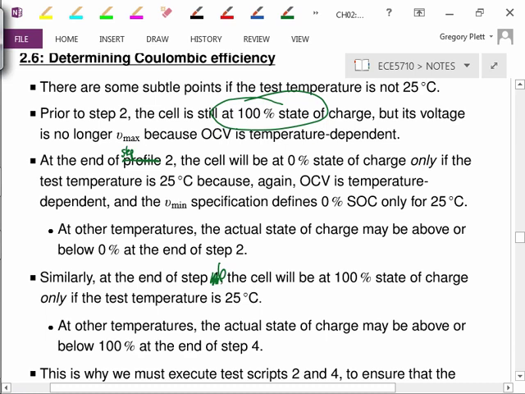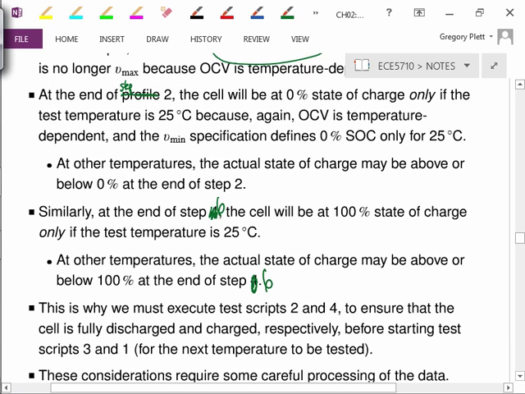So at other temperatures, the actual state of charge may either be above or below 100% at the end of step 6. So that's why I have not only OCV test script 1 and test script 3, but I also have script 2 in between them and script 4 after them, because those scripts operate at 25 degrees Celsius and they bring the cell to a known voltage which corresponds to a known state of charge, so I can calibrate whatever measurements I get from scripts 1 and 3.